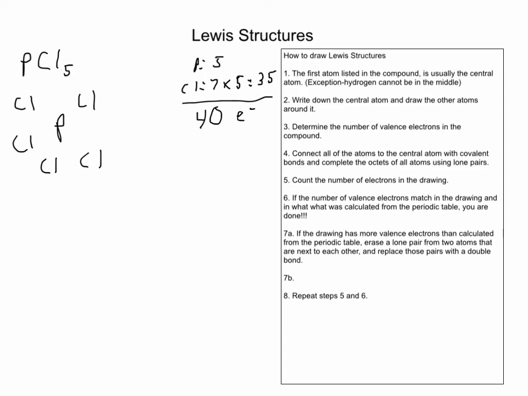We'll next draw single bonds between each of the atoms and the central atom, and we'll complete the octets. Each chlorine has 2 electrons from the bond, so each one needs 6 more.